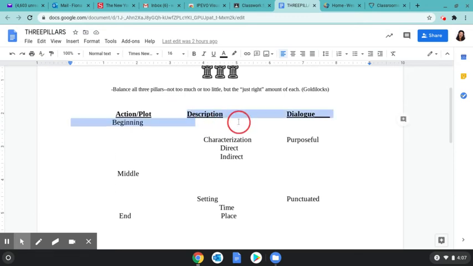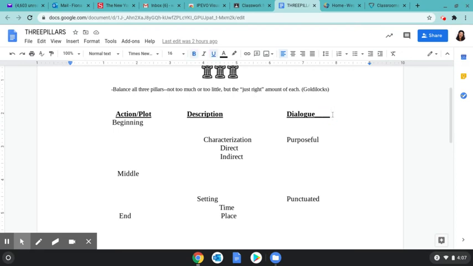The second pillar is in the middle. That's description. And you're going to concentrate on 2 things: your characters and your setting, your time and your place. So describe what your characters are wearing. What's their hair like? And move past the physical appearance. What are they thinking? What are they feeling? How do other characters react to them? What do they say? That's all part of character description. Describe both the time and the place. Don't forget about the other part of setting.